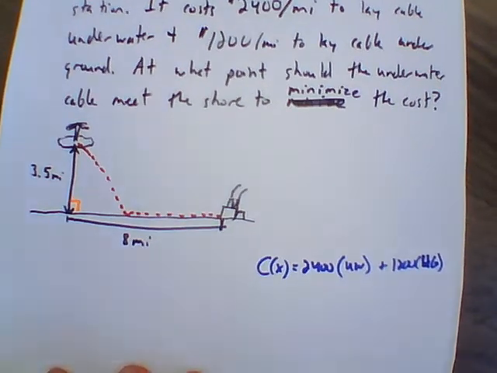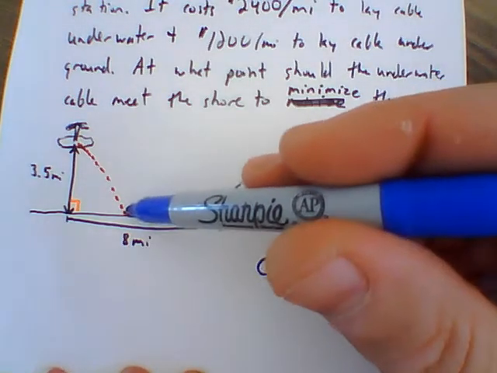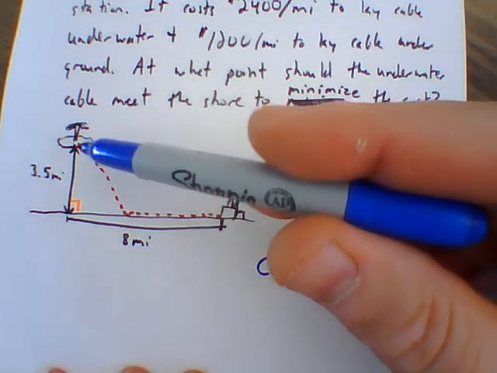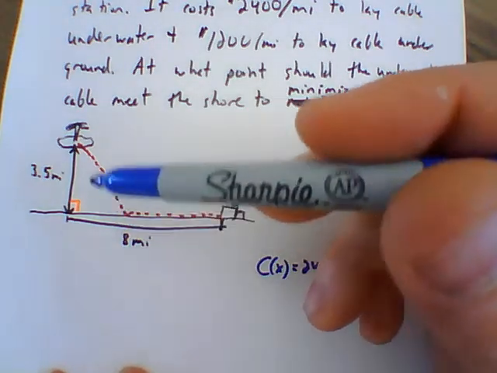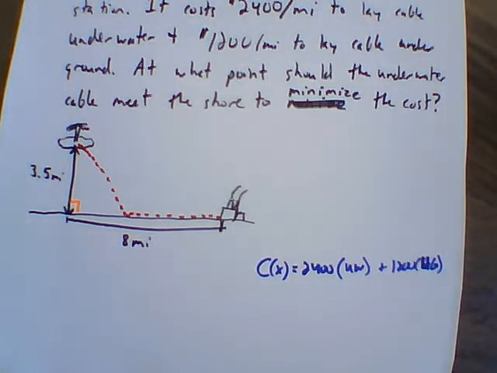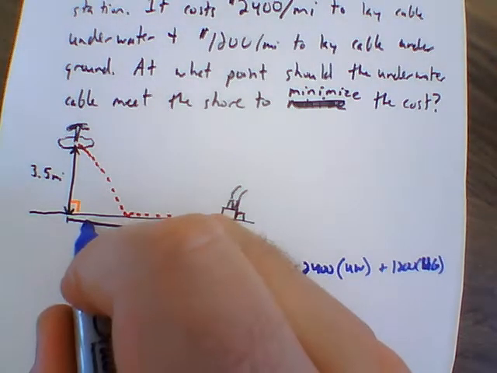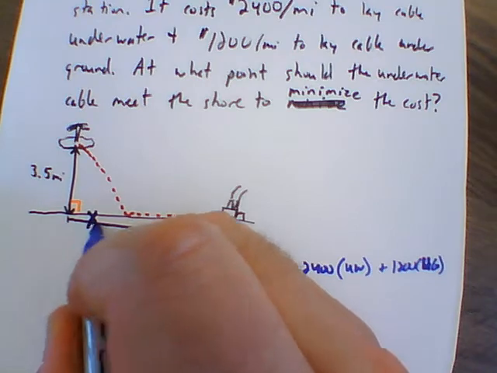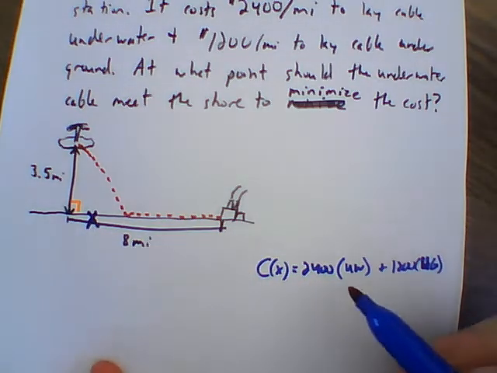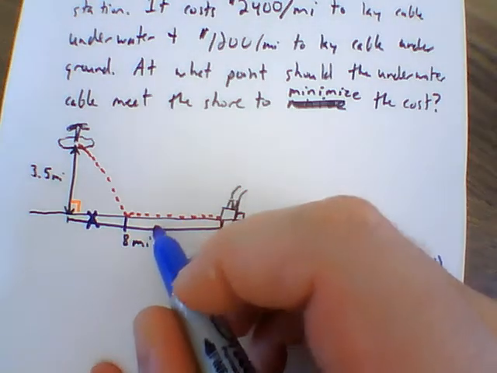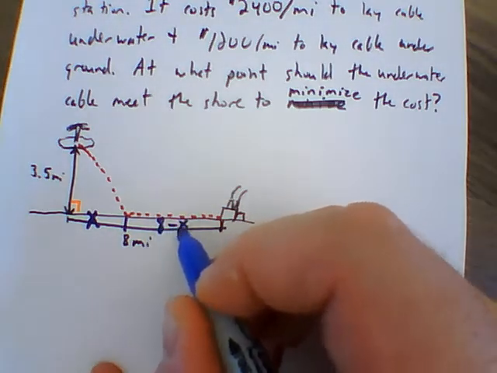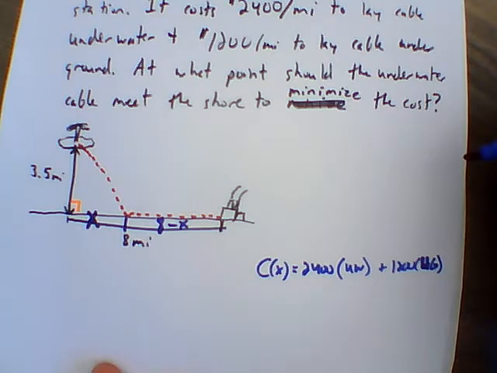Okay? So we're going to have to pay $1,200 per mile here and then $2,400 per mile there. We want to try to figure out, well, how far are we going in here? So what I did is I took a look at this and said, let this be my x distance right here. That means it breaks my 8 miles up into 8 minus x right here.